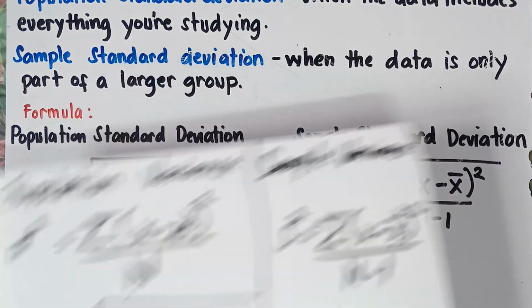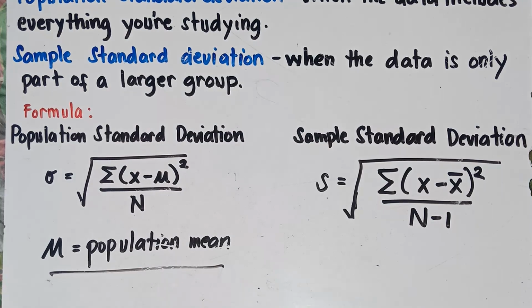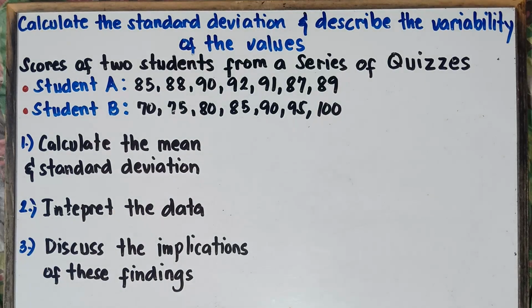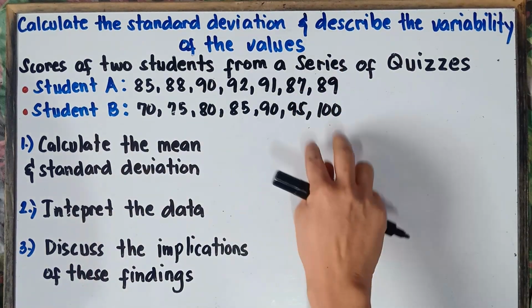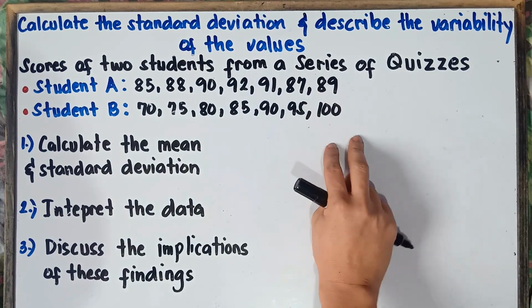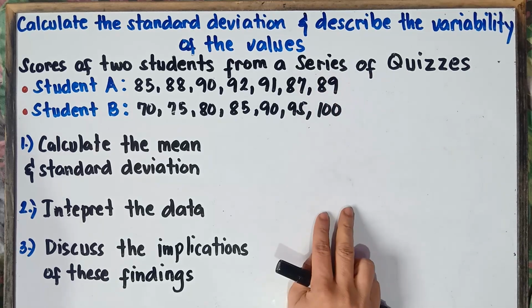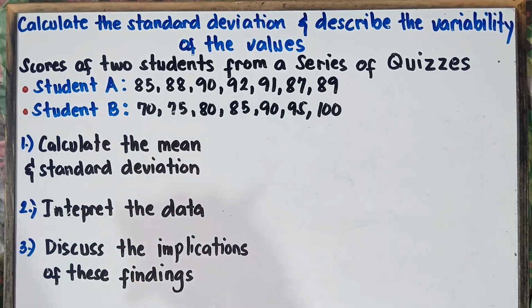Alright, so once again, class, I hope it's clear for you with regards to this formula. But do not be worried, class, because in our next video we will be finding the population variance and then the population standard deviation. Same given numbers: 85, 88, 90, 92, 91, 87, and then 89. And for B, we're finding the population standard deviation and the population variance, class. So feel free to see the video, class.